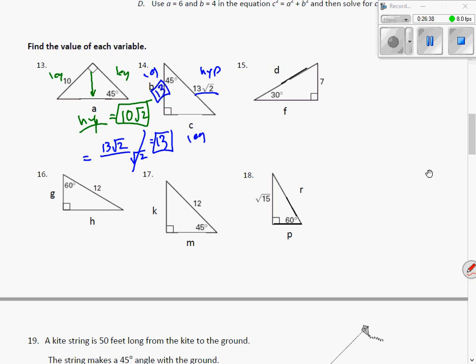Now we have a 30-60-90. I have the short leg, I don't know the long leg, and I don't know the hypotenuse. So if I know the short leg, all I have to do is double it to find the hypotenuse. Okay? So if the short leg is 7, that hypotenuse is 14. And then if I want the long leg, all I have to do is take the length of the short leg times the square root of 3. So long leg equals length of the short leg times the square root of 3. And I'm done.